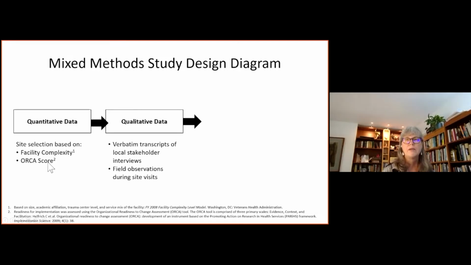And we used a purposeful sample that maximized variation along these 2 axes. So we wanted to get high complex sites that had low readiness, and et cetera. We collected qualitative data by producing verbatim transcripts of stakeholder interviews using a semi-structured interview guide. We also did field observations during site visits. Some of our interviews were done in person via a site visit, and then we also did follow-up interviews by telephone.